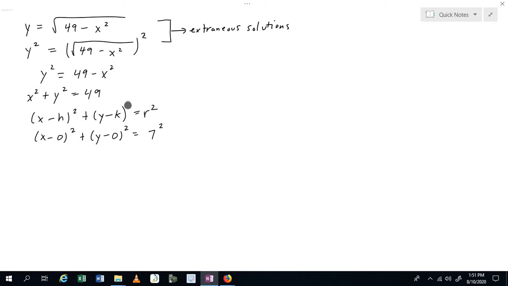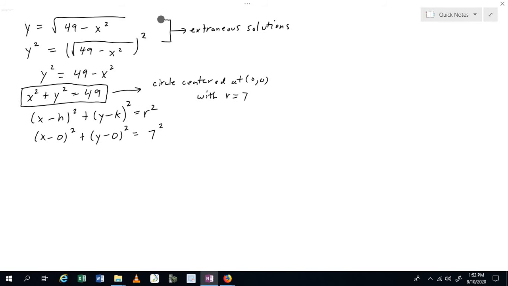Okay, so this equation right here really describes a circle centered at (0, 0) with a radius of 7. Okay, but that's what this equation describes. That's not exactly what the original equation describes.